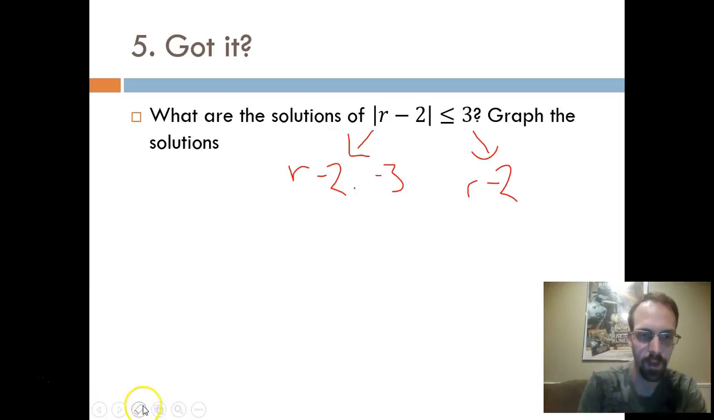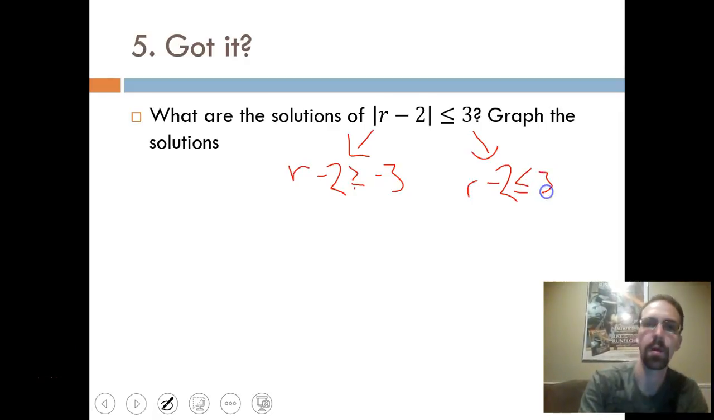So I need to flip the one on the left. You always flip the one with the negative, by the way. That's why I'm flipping it. Always flip the one with the negative. And the one on the right stays. Bam. There we go. Alright.